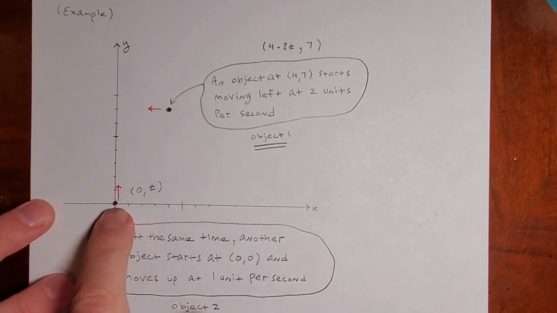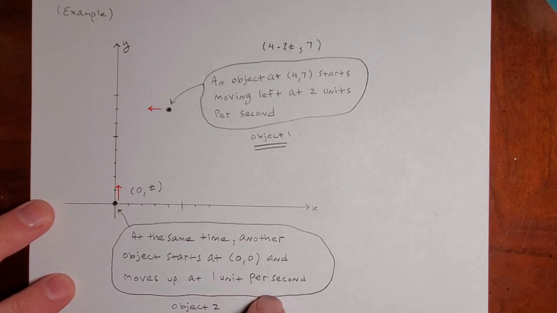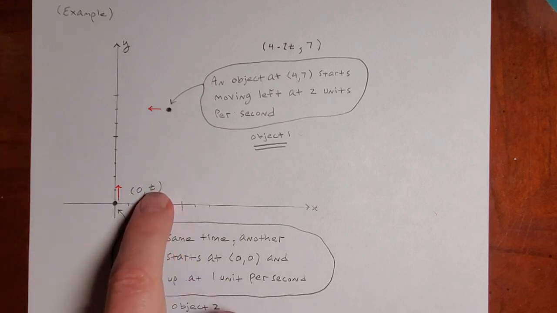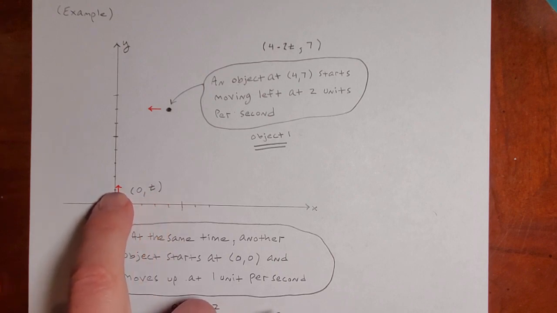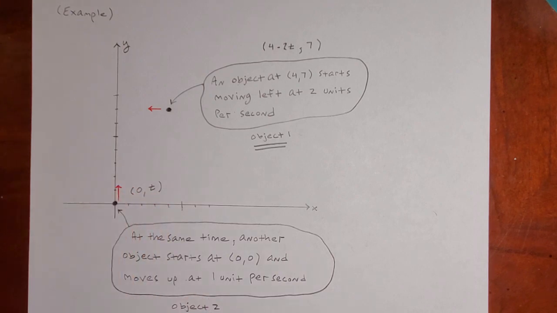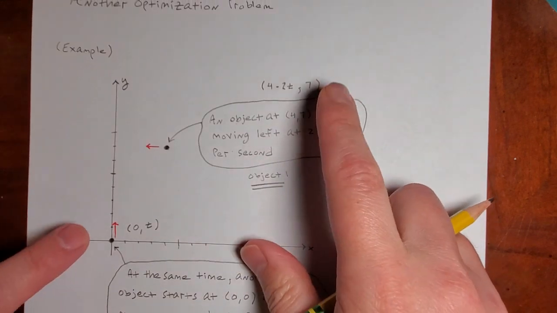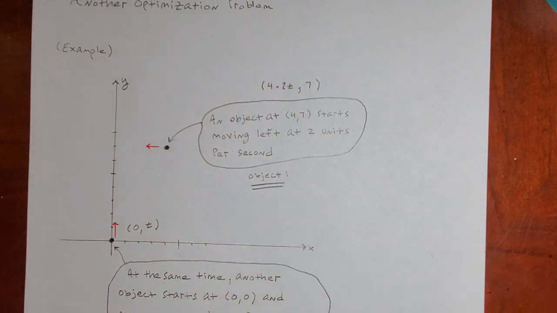Its x-coordinate will always be 0 as it moves up, and it moves up at 1 unit per second, so the y-coordinate will just be t, because when t is equal to 1, the y-coordinate will be 1, and when t is equal to 2, the y-coordinate will be 2, and so on and so forth. So these have a similar principle in their derivation.